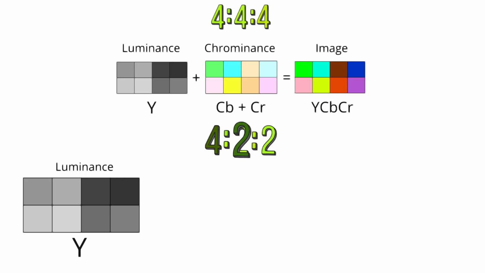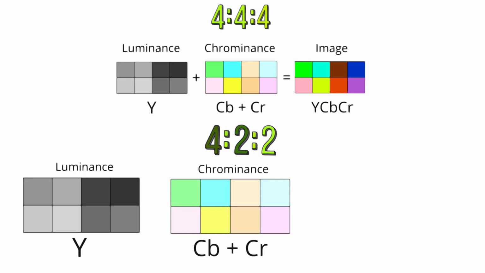The first 2 in 422 represents the color sampling rate for the first color channel. This means that instead of 4 pieces of color information for our 4 pixels, we only have 2. We take 1 color sample for the first 2 pixels and use it for both. Similarly, we take 1 color sample for the next 2 pixels and use it for both.